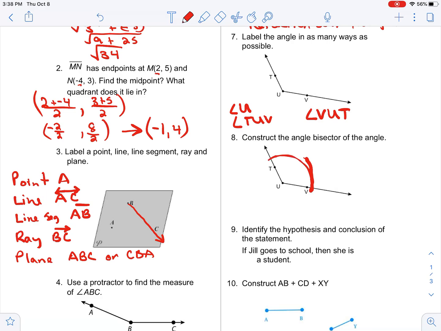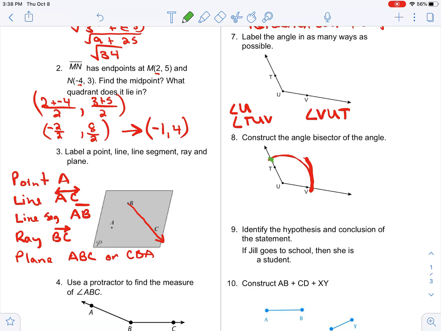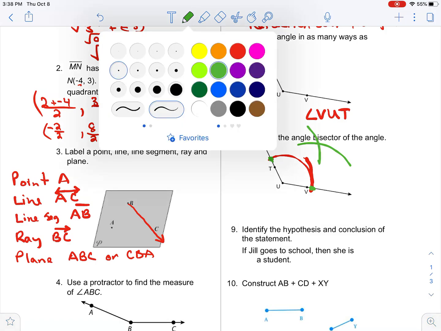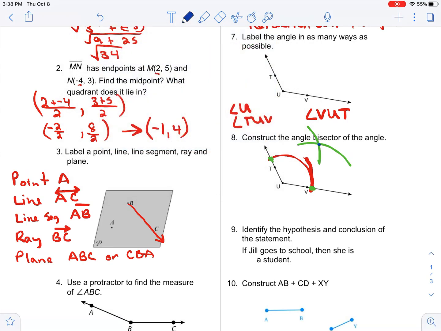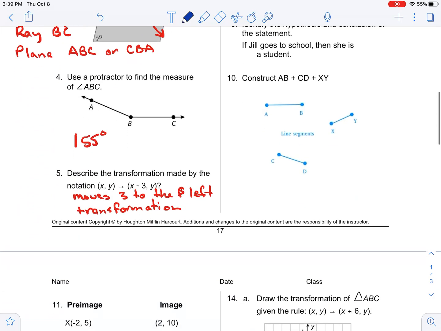Now, from there, I'm going to draw from these 2 points that I see. So I have a point here and a point here. So I'm going to draw 2 more arcs from those 2 points out on my graph. So there's one, and there's another. So where they meet, right there, I then take my protractor and draw from the vertex through that point, and that is going to be my angle bisector.